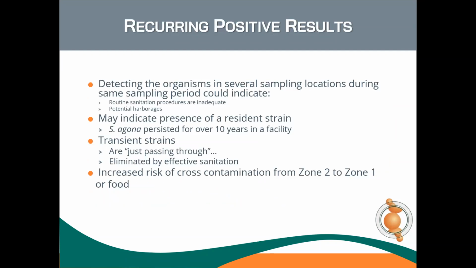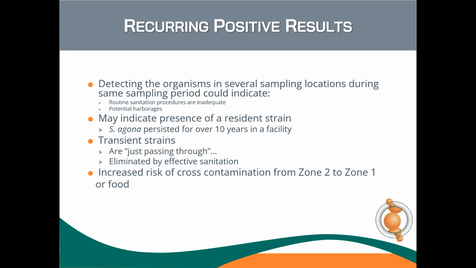So what do recurring positive results mean? Detecting the organisms in several sampling locations during the same sampling period could indicate that there is something in your routine sanitation practice that is just not adequate. And it also means that there might be potential harborages. So again, you might have to get multiple teams in your facility in on this investigation. Maintenance, facilities, sanitation, they can all help you with really getting to the bottom of this.